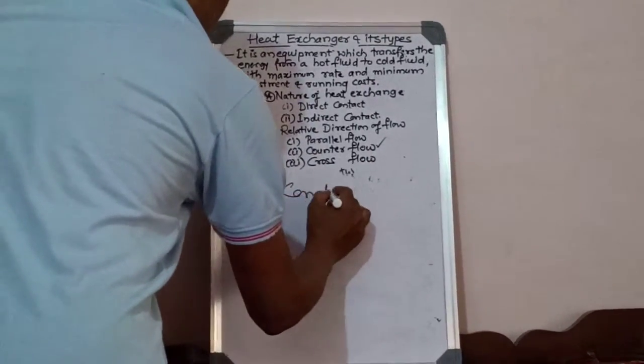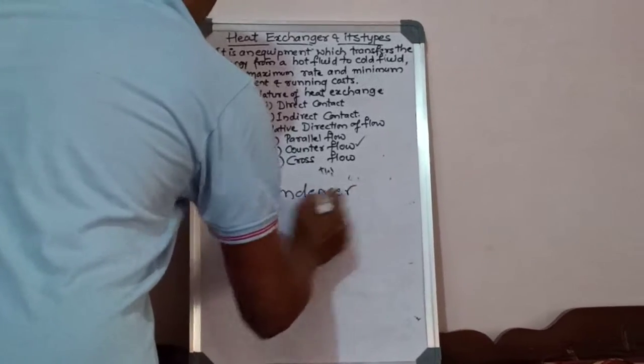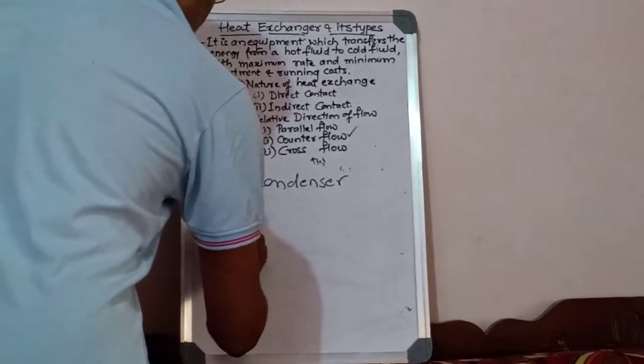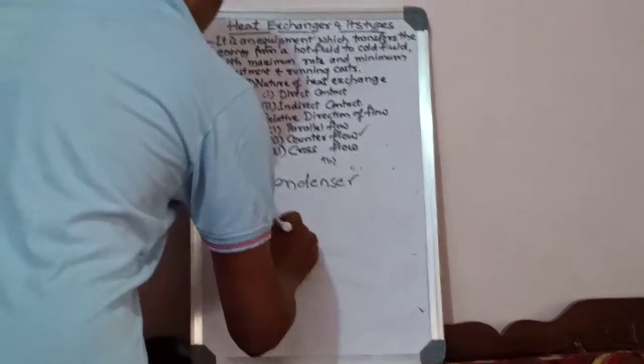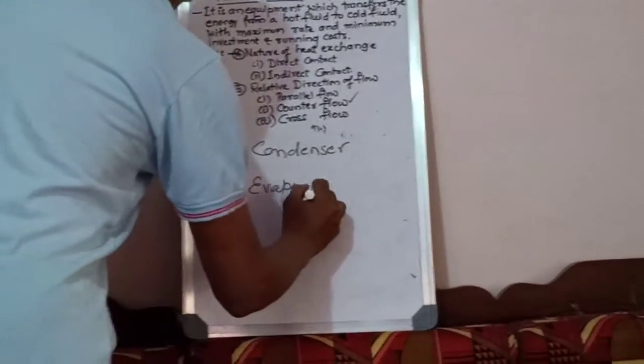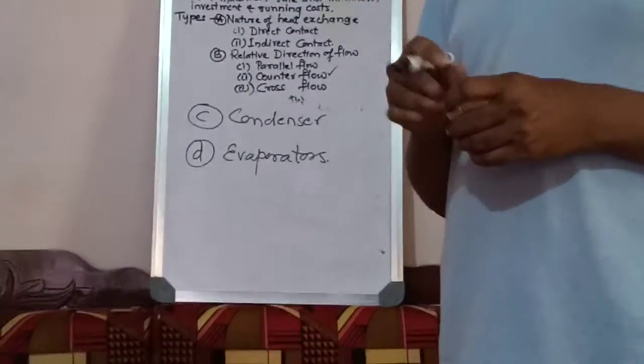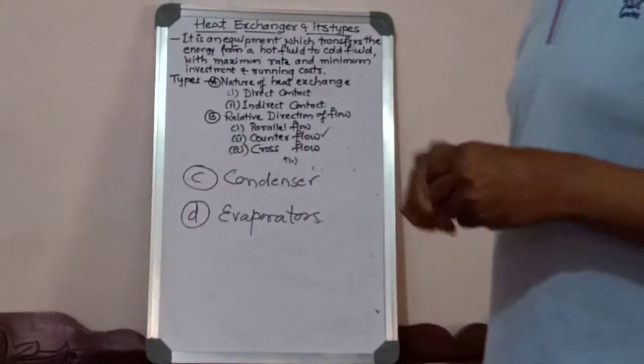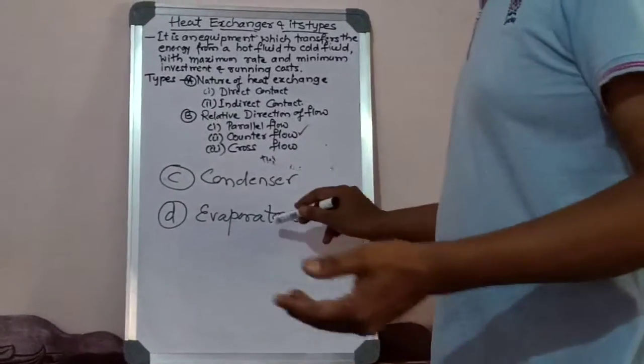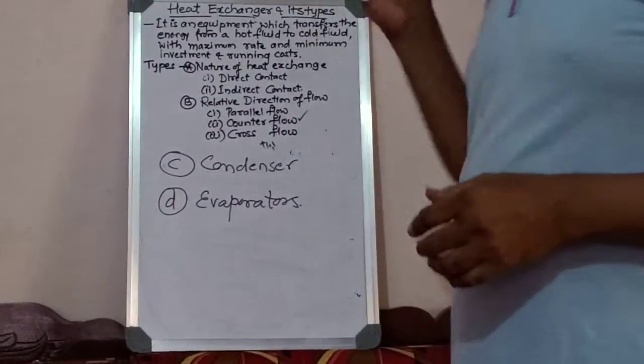Condenser and evaporators. Condenser means converting vapors into liquid, and evaporator means converting liquid into vapor. But one condition is there.